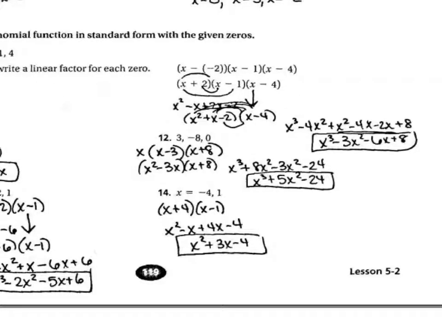But for the first one, your answer should be this. Number 12, it should have ended up being this, and on 14 we ended up with this. When you have a 0 in number 12, you could either put x plus 0 or just put x, because adding a 0 or subtracting a 0 wouldn't make a difference.